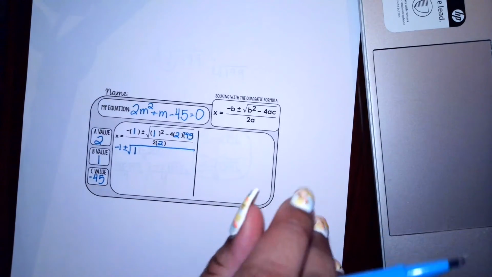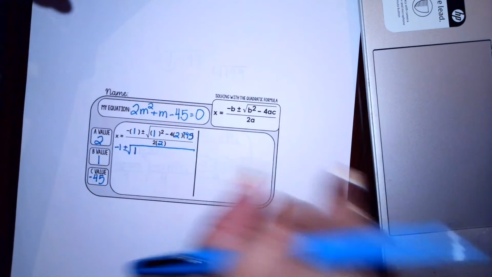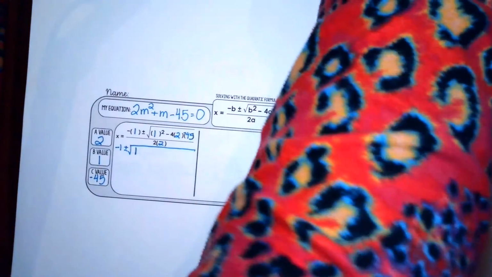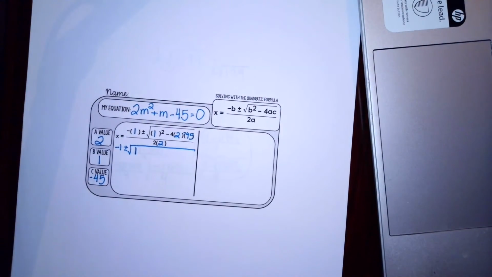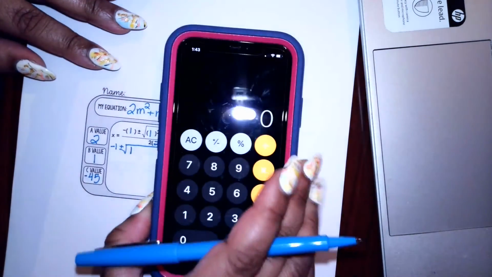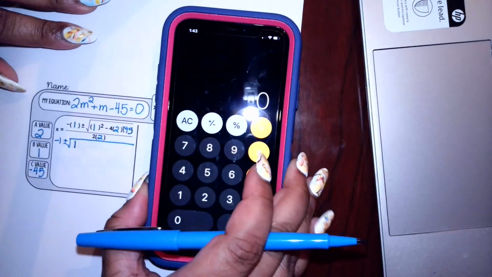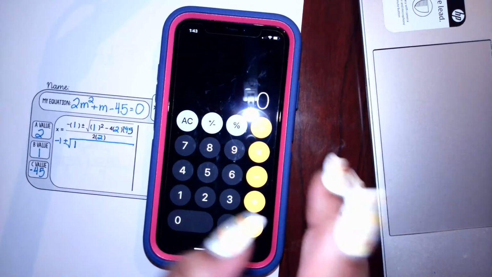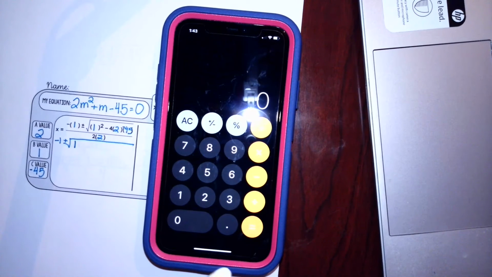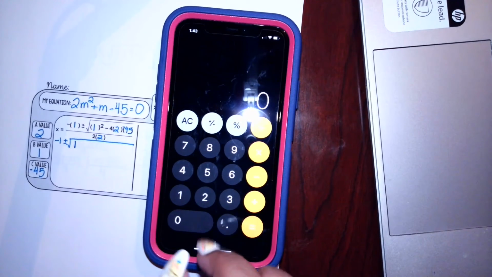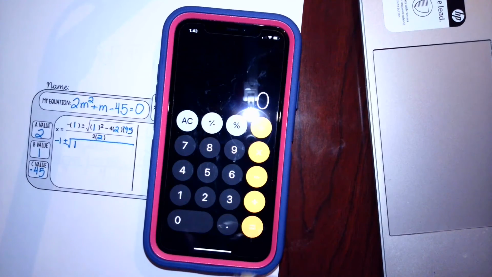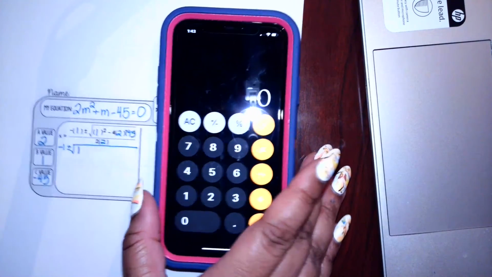And we want to use our calculator, but I don't have a big calculator out, so let's use our phone. Let's use my phone. Can you guys see that? Yes, you can. All right. I'm up here not even knowing how to work my phone, guys.